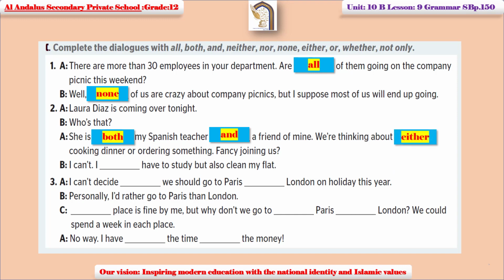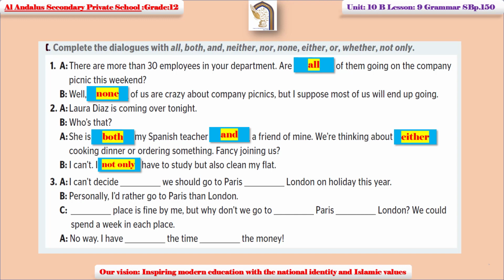We are thinking about either cooking dinner or ordering something. Fancy joining us? I can't. Yes, I can. Hear your answer? Very good. I not only have to study, but also clean my flat.